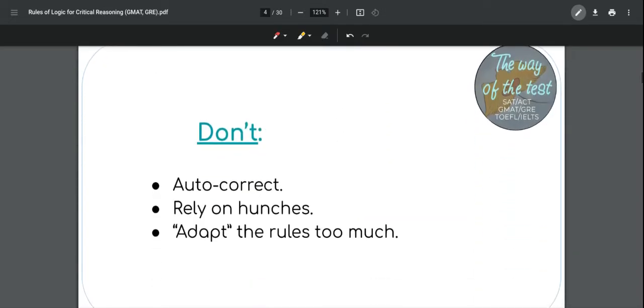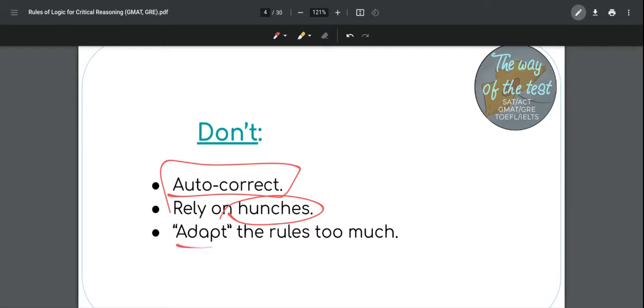Things you don't want to do: do not autocorrect. Whatever they write in the text, it is what they meant. So don't think that they actually mean something different, or that they just made a mistake. They are not making mistakes. I mean, they may, but they are not. Do not rely on hunches. Do not rely on what you think sounds true or what you want to be true.